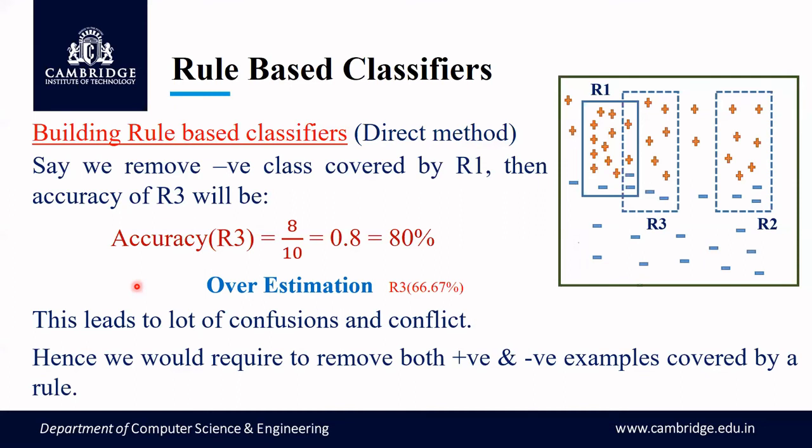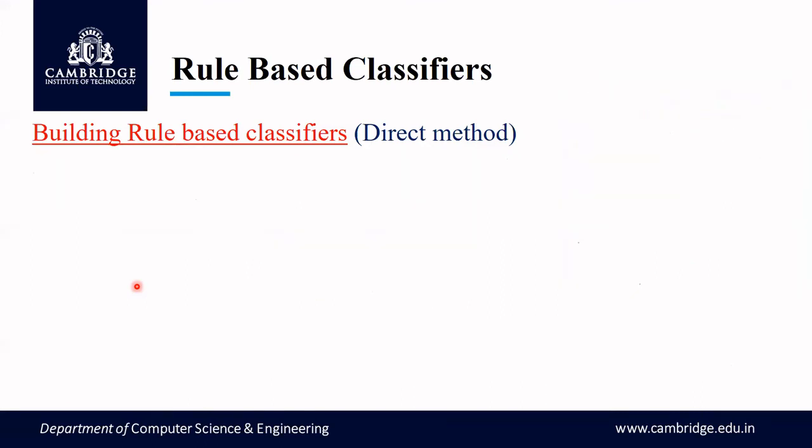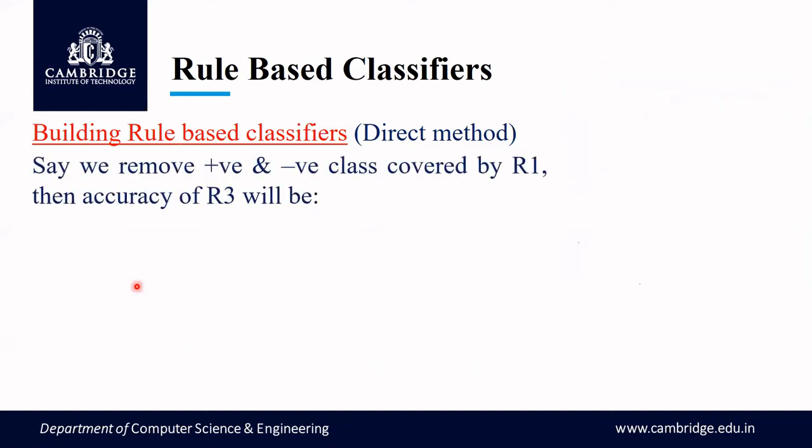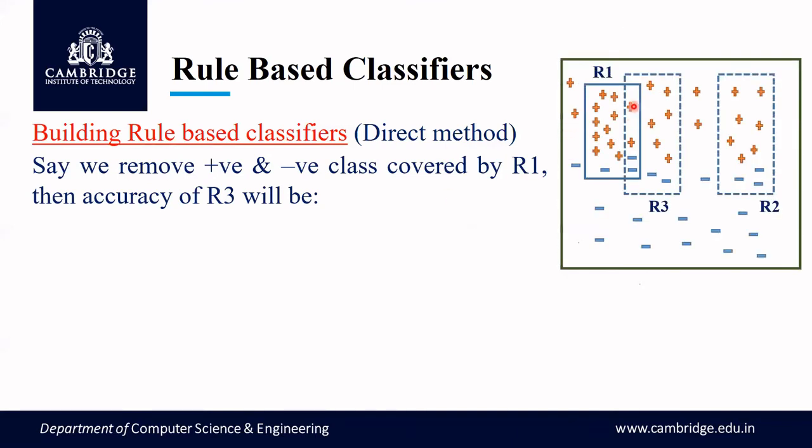So there is a confusion, and some conflict might occur with respect to the training set and the test set given to us. So in order to overcome this, let us try to remove both the positive and negative examples and then calculate the accuracy. So now I have removed both positive and negative examples, and now I'll try to calculate the accuracy. Let's see what it will be. Whatever is in this intersection part, I remove that and consider R3 now.